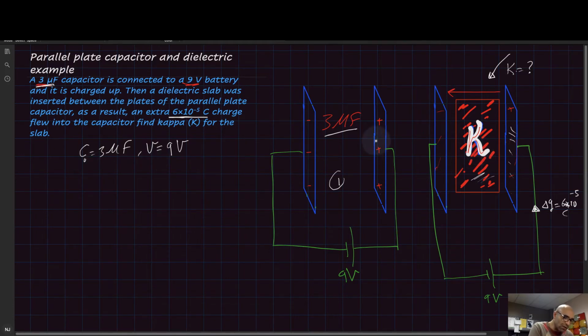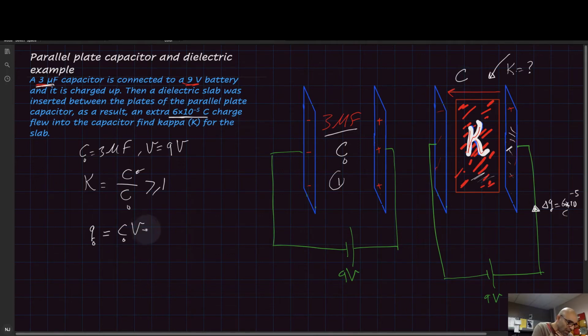Okay, I think our best approach, since we're given C and V, is to find the charge on this one, then find the charge on this one, then from finding the charge on this one we can find the capacitance of this one. Why do we need the capacitance? Because kappa is equal to C over C0, and we know that this is always equal or bigger than 1. So let's find C. We have C0, 3 microfarad. To do that, we need to find Q using the equation Q equals CV, to find the charge on the original one. Since this is original, I'm going to call it Q0 and C0. So this whole thing is C0 and this is C.